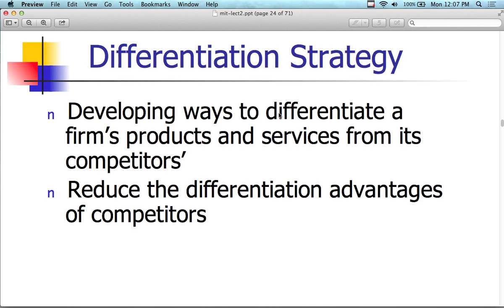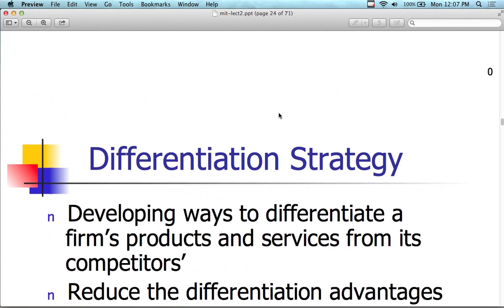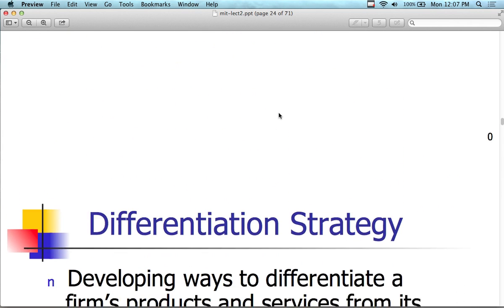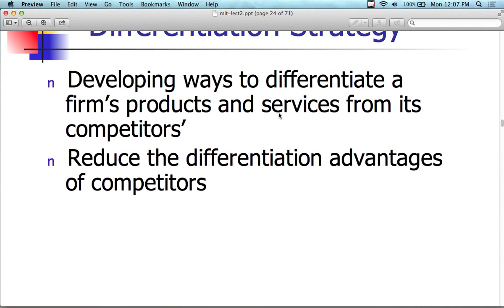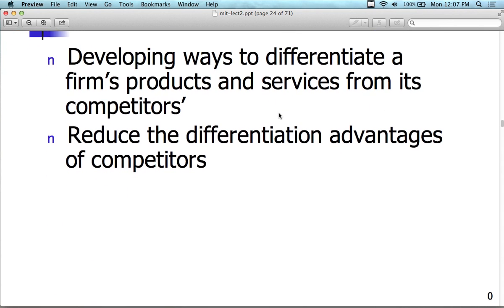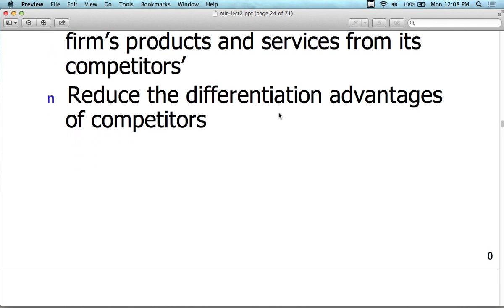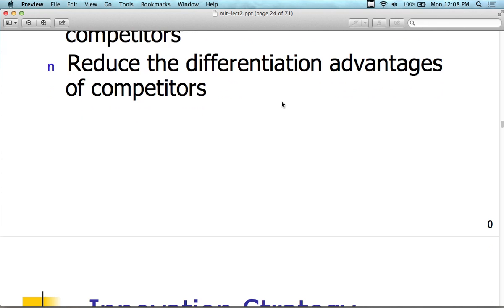So differentiation strategy, although people do it all the time with their cell phone service, another example of that as well. A differentiation strategy, developing the ways to differentiate your firm's products and services from your competitors, and then also reducing the differentiation advantages of your competitors.